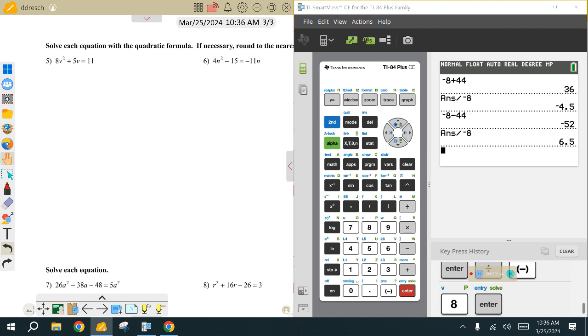8b squared plus 5b minus 11 equals 0. Doesn't it? Okay, I might have to flip it back and forth.